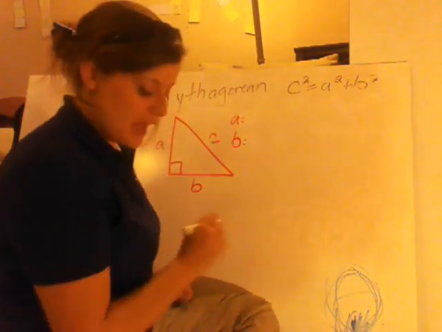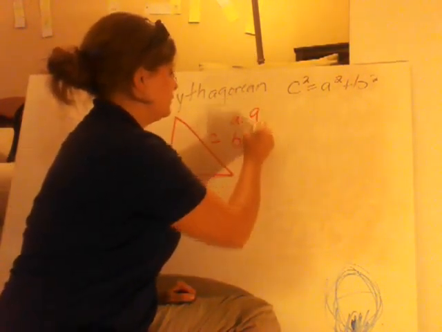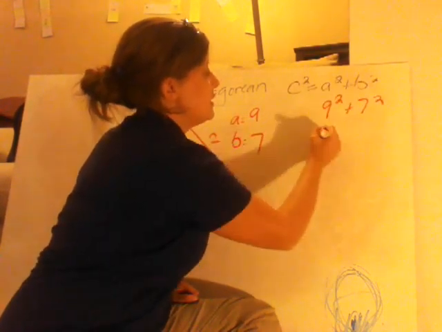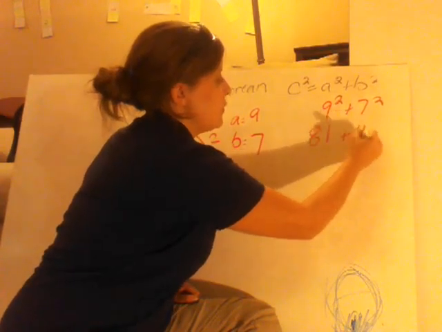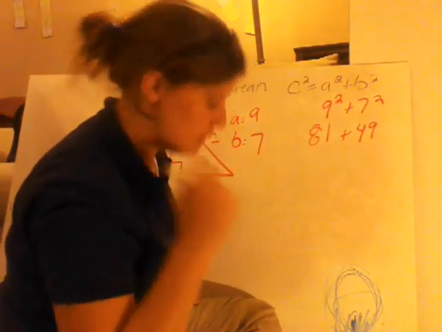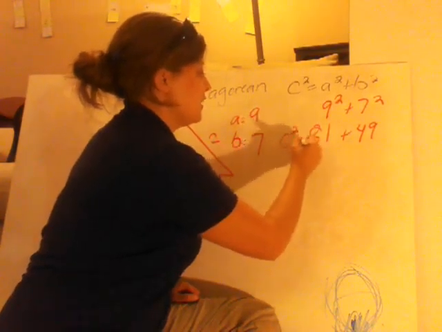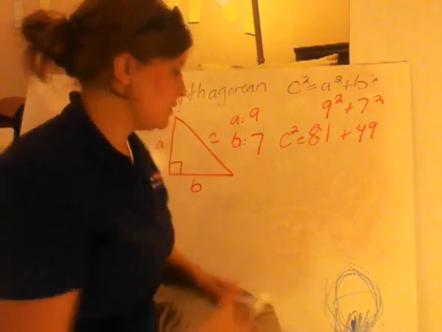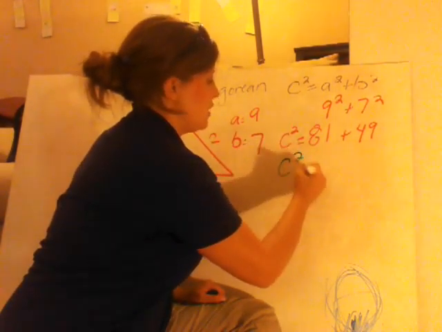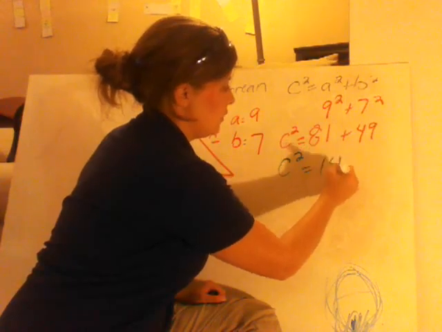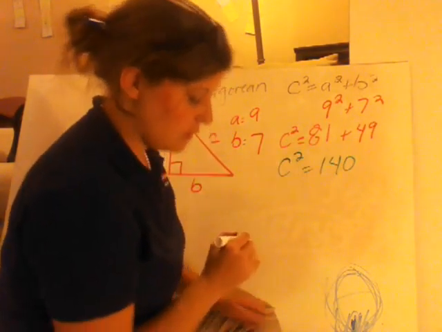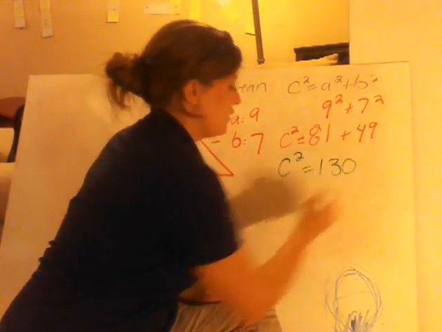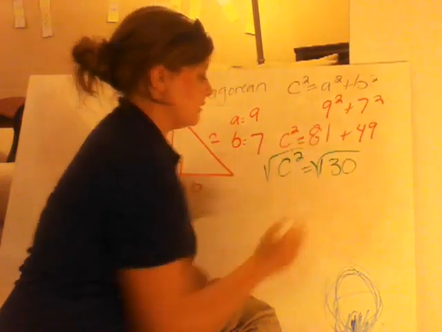Next up, 14. A equals 9, B equals 7. 9 squared plus 7 squared is 81 plus 49, which is 130. So C squared equals... did I just marker on my face? Probably. Where's my green at? So C squared equals 140. Right? That's what I said? No, 130. Don't look at it. 130. I take the square root of both sides.